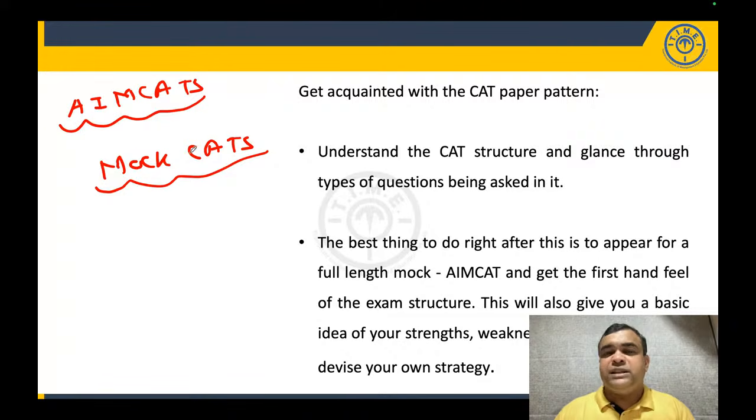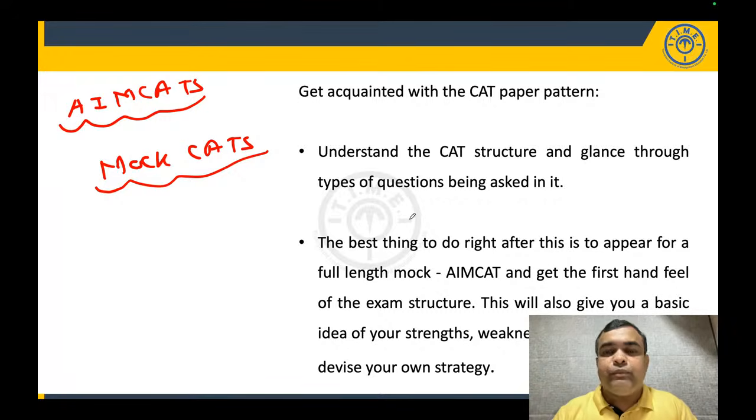So what we suggest is that in verbal, there is a good variety of questions. You can either refer to the past CAT papers before starting the preparation to see what type of questions are coming, or one simple thing you can do is give one or two AIMCATs without any preparation. Give any mock CATs, give the full syllabus CAT papers on the pattern of the CAT. So you will get an idea of what types of questions are asked.